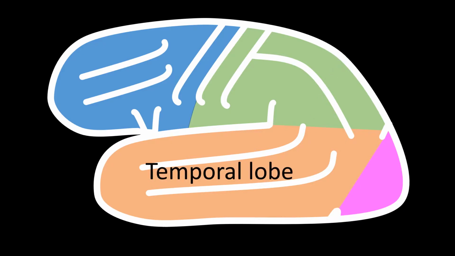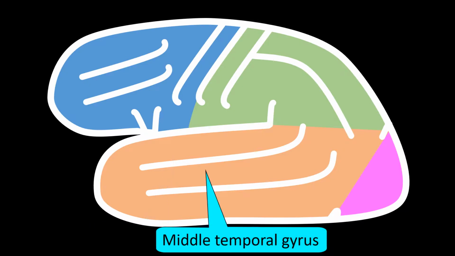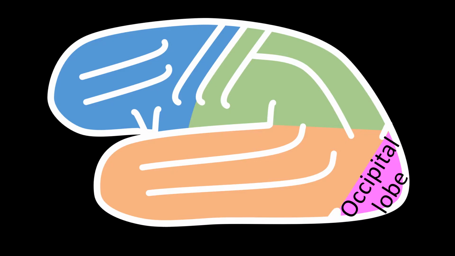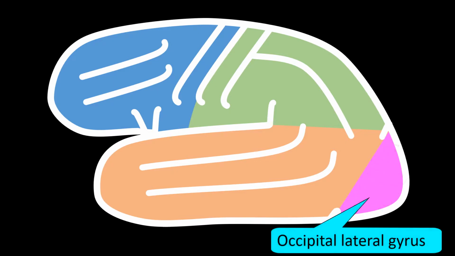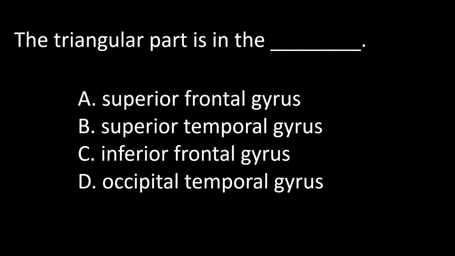In the lateral surface of the temporal lobe, we find the superior temporal gyrus, the middle temporal gyrus, the inferior temporal gyrus. The lateral surface of the occipital lobe is occupied by the lateral occipital gyrus. So the answer to this question is C.